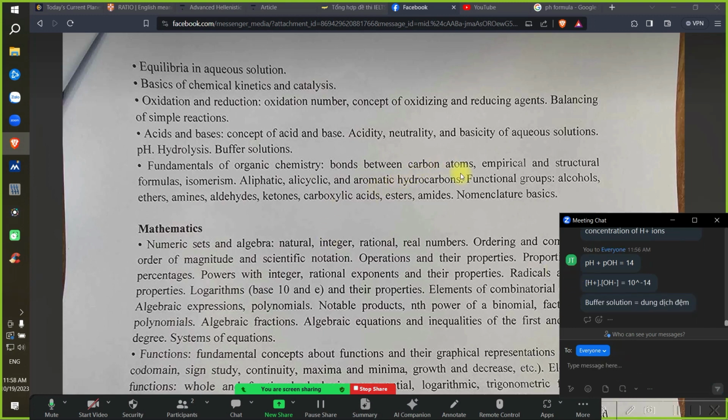And bond between carbon atoms, các liên kết giữa các nguyên tử carbon. Mình cần nói rõ ra nó xen phủ như thế nào. Like you need to say how's the overlapping of electrons, độ xen phủ của các electron như thế nào. Xong rồi cái sức mạnh của liên kết đôi, liên kết ba, liên kết đơn như thế nào, sức mạnh power, and also like you need to talk about the length of those bonds as well, độ dài của các liên kết đó nha.